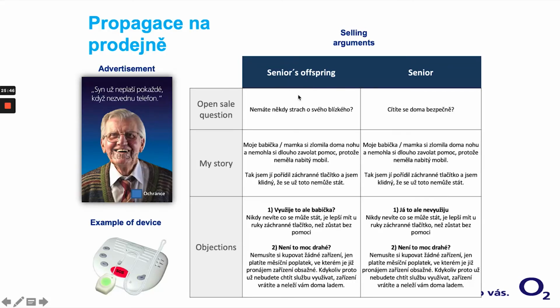We identified that there are two typical customers. The first one are seniors' offspring, the daughter or son, or the old person itself. So those were in our opinion two typical customers.